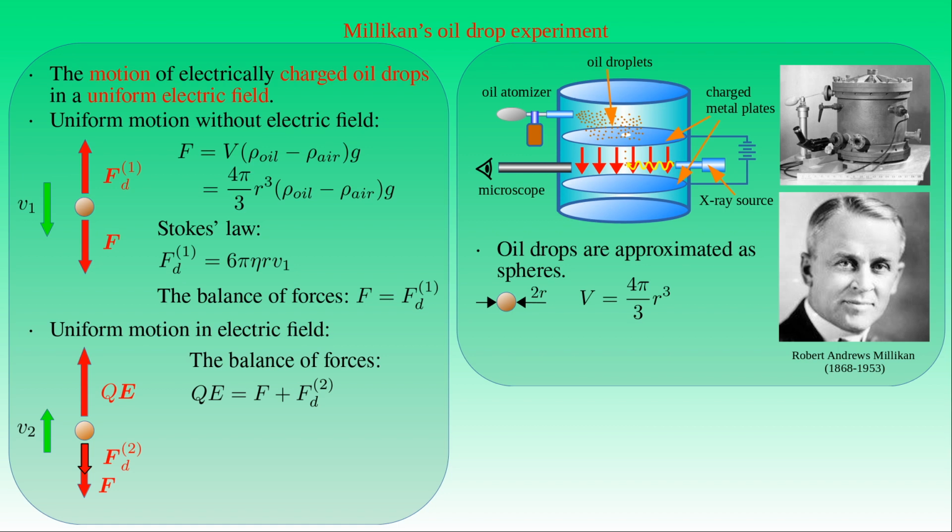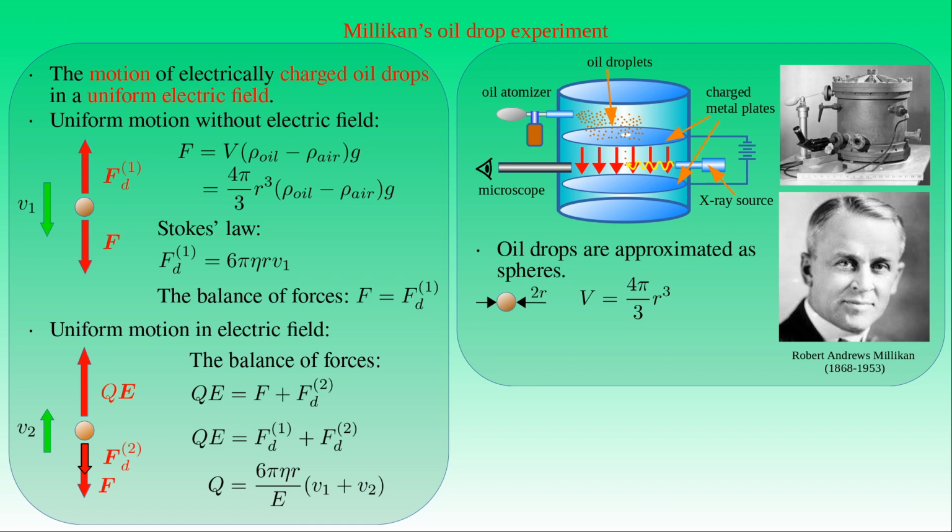If we substitute the net force from the first balance equation into the second one, we can write that Q times E is equal to the sum of the drag forces acting on the droplet when it has the speed v1 and v2. By applying Stokes' law, we can express the charge Q as 6 pi times eta times r over E, times the sum of the v1 and v2. As a result, for a given magnitude E of the electric field, the charge of the droplet is determined by its radius r and the velocities v1 and v2 measured in the experiment.